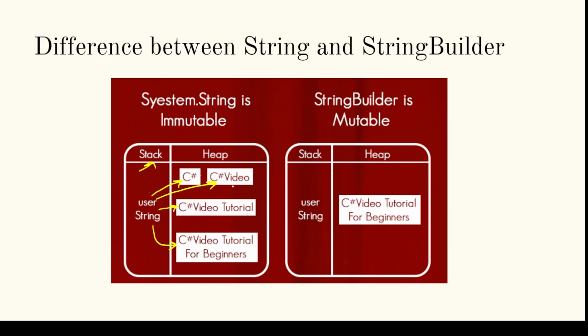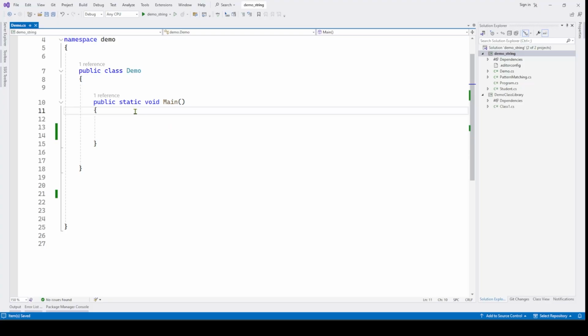So when you are dealing with something where you have to do heavy manipulation on strings, you have to choose string builder instead of string. So let's open up Visual Studio and understand how we can use string builder. When you create a string, a variable a is getting created on the stack and the C# string object is getting created on the heap, and variable a is pointing to this particular string object.